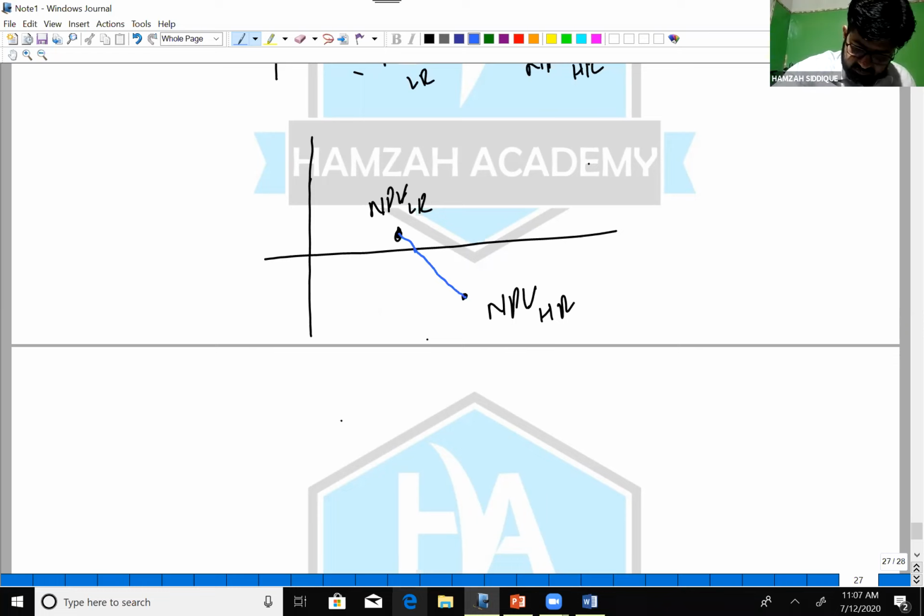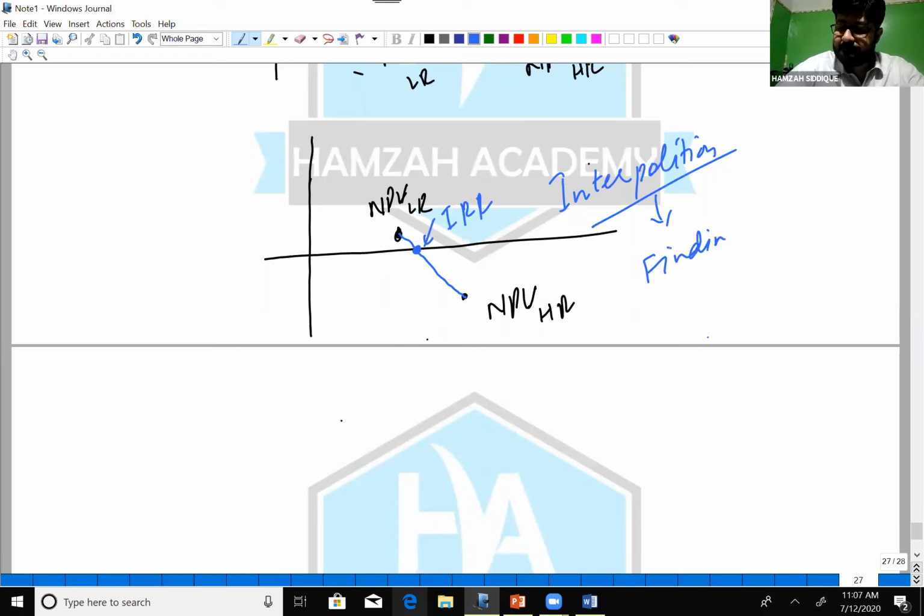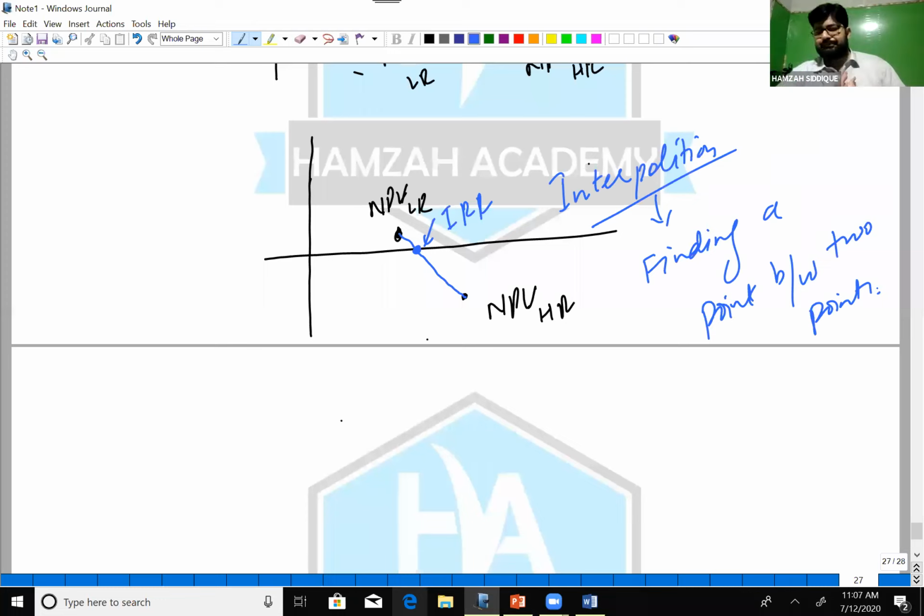This is the point. This is IRR. It is called interpolation: finding a point between 2 points. Finding a point between 2 points is called interpolation. So IRR.